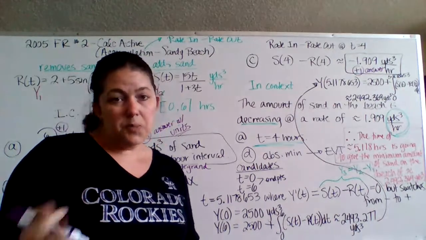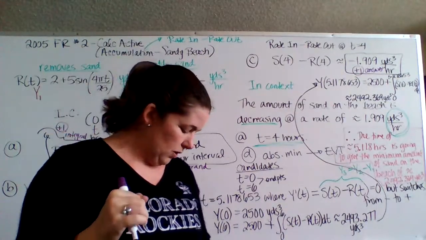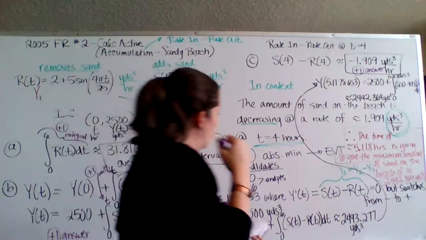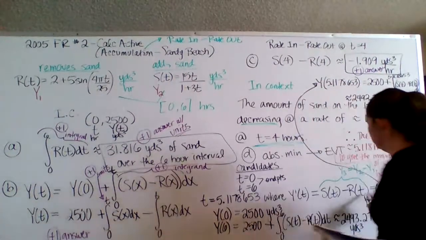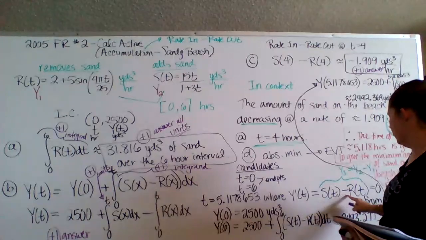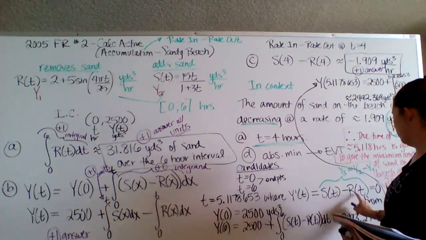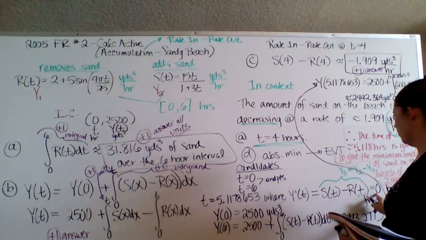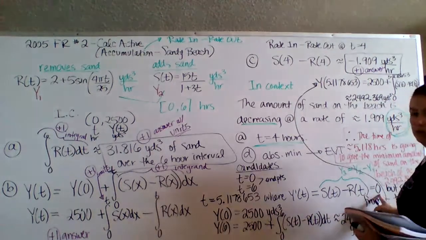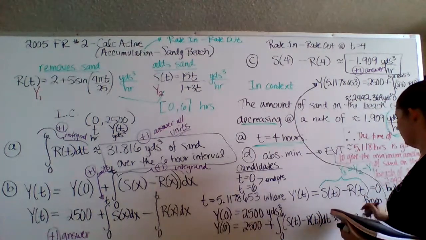The EBT, this is pretty typical, was 3. Usually it is 3 for EBT. So did you set y prime equal to 0? I remember y prime was just s of t minus r of t. So where your rate coming in minus your rate going out equals 0 is how you find your critical point. And not only were we looking for a critical point, but also where that derivative switched from negative to positive.